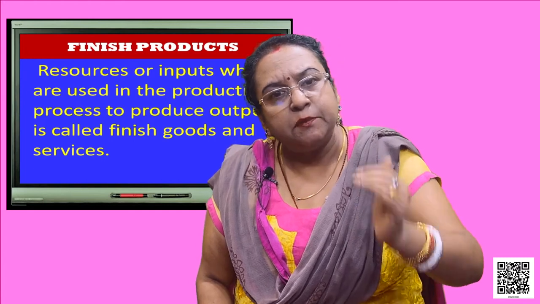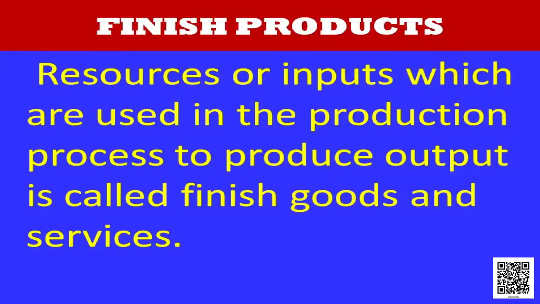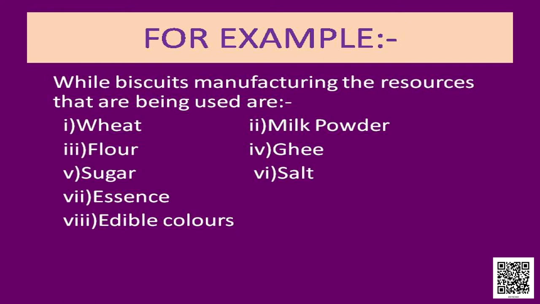So these are very important definitions, you can learn them. For example, here I have taken one biscuit. While manufacturing a biscuit, let us see what resources we are using. Biscuit is the finished product, right? But to make a biscuit, we need a lot of resources as input. And not only that, let me come to the point.